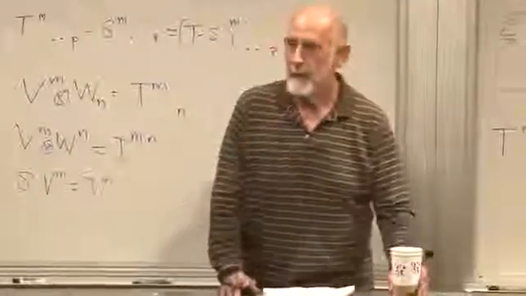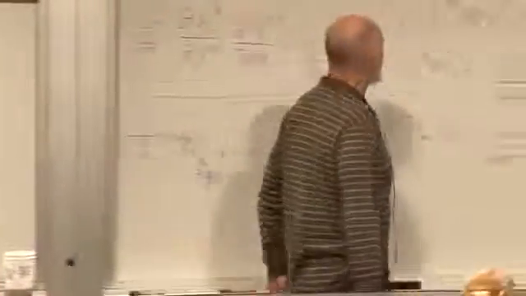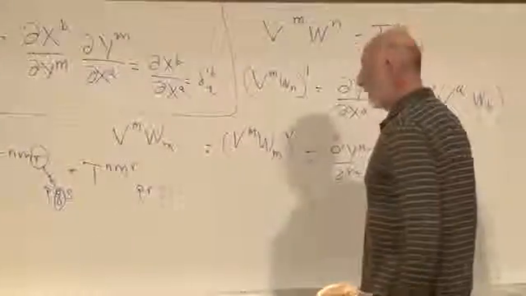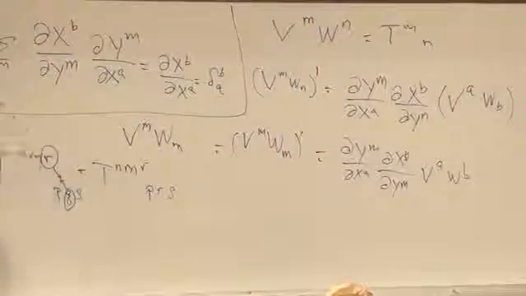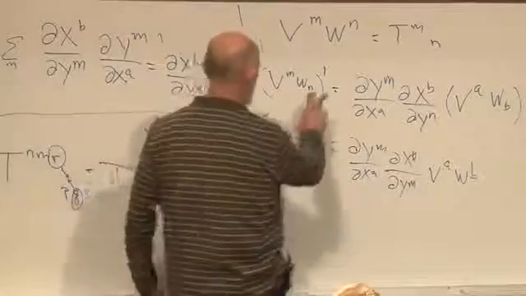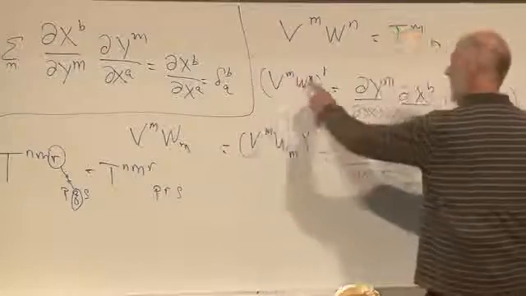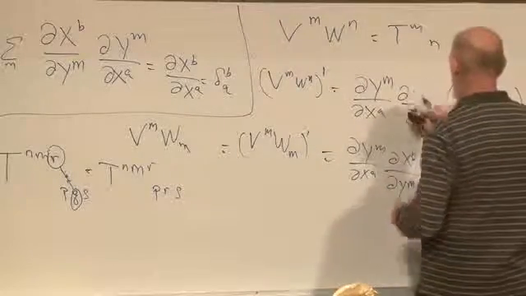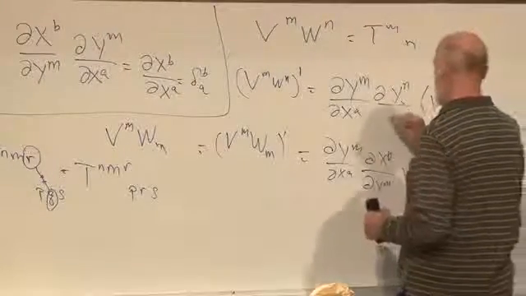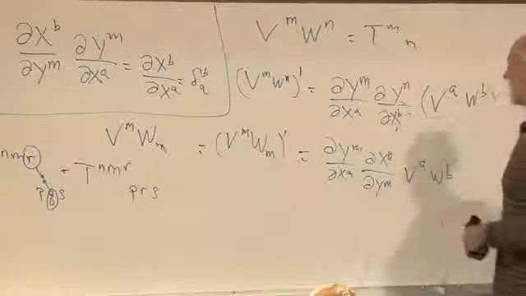Why does it have to be an upper and a lower? Why can't it both be upper and both lower? Okay, what you would find, good. So let's do that. Let's start with this expression over here. Now, these both have upper indices. So this has to be dy^n by dx^b. And then we would have, all right, do you recognize that?